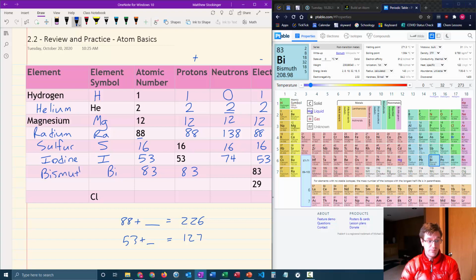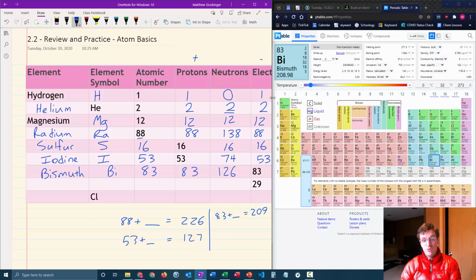This element is in Pepto-Bismol. Helps you with heartburn. 208.98 rounds up to 209. So we've got 83 protons plus something has to give us 209. That's going to be 126, I believe. Yep. 126 neutrons. Of course, you can use a calculator to do that. You don't have to do it in your head.